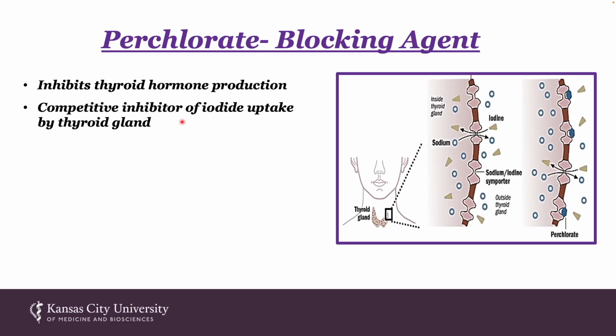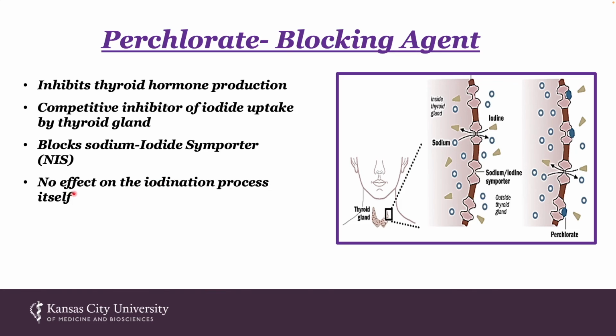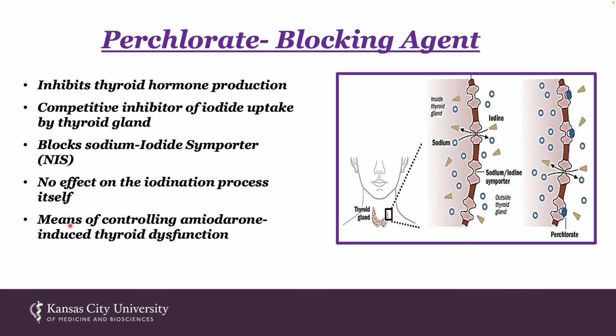Perchlorate is a competitive inhibitor of iodide uptake, competes with and blocks the sodium iodide symporter. Perchlorate has no effect on the iodination process itself. Perchlorate is used as a means of controlling amiodarone-induced thyroid dysfunction.